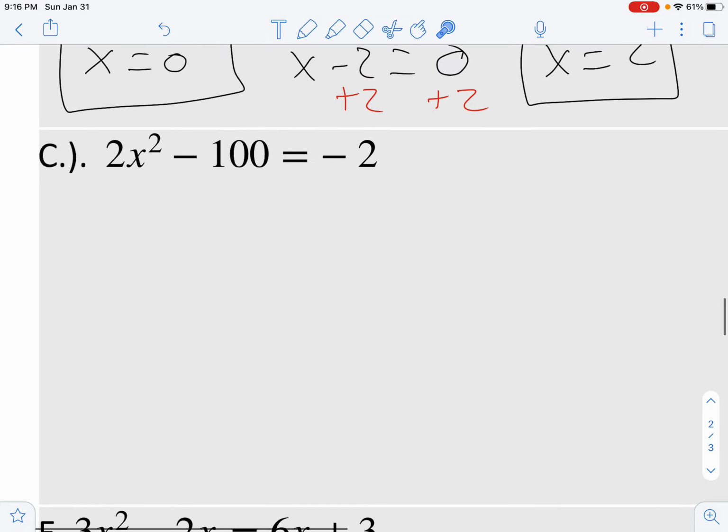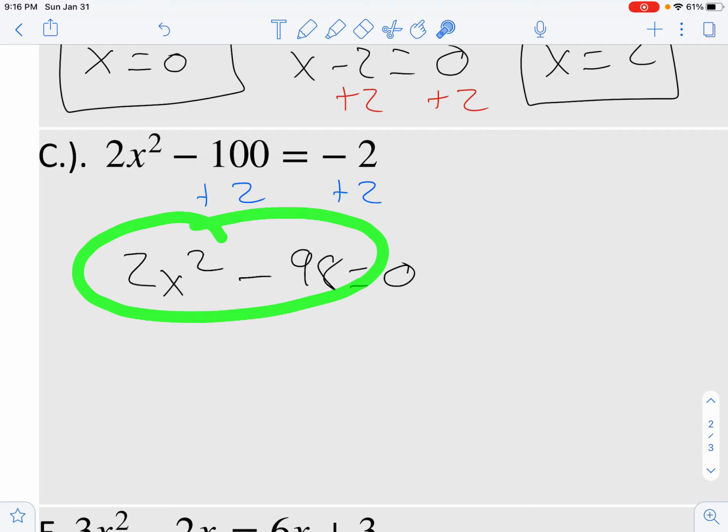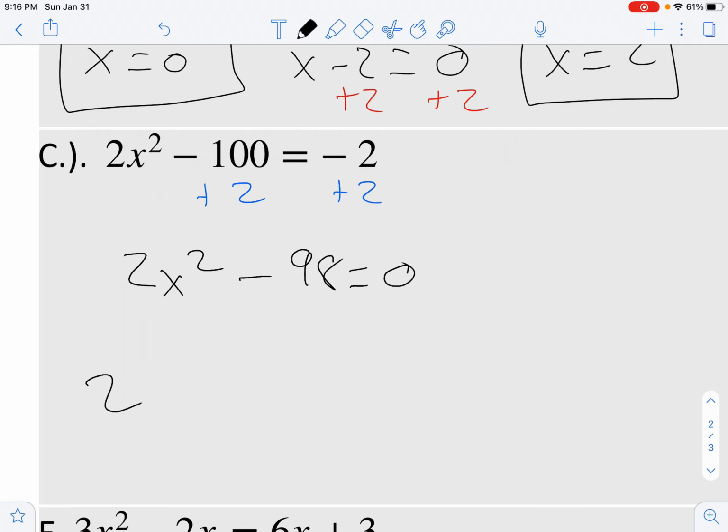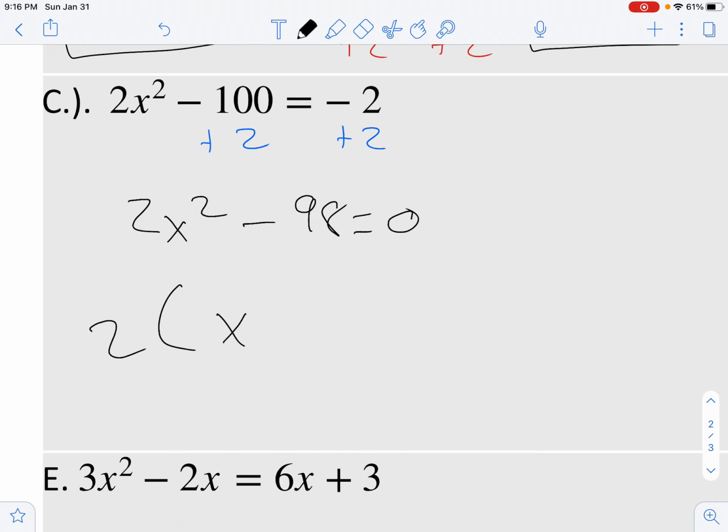All right. Let's make sure this thing equals 0 first. In order to get it to equal 0, I have to add 2 to both sides. That means 2x squared minus, that's going to make 98 equals 0. Now that it equals 0, I'm going to look for a greatest common factor. I have a common factor of 2. So when I factor out a 2, that's going to leave me with x squared minus 49.